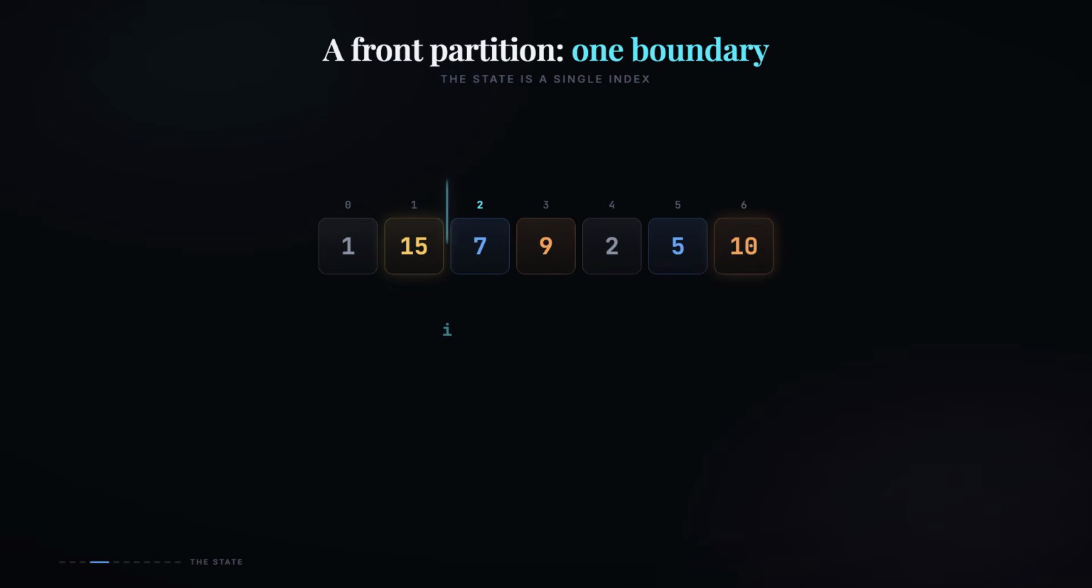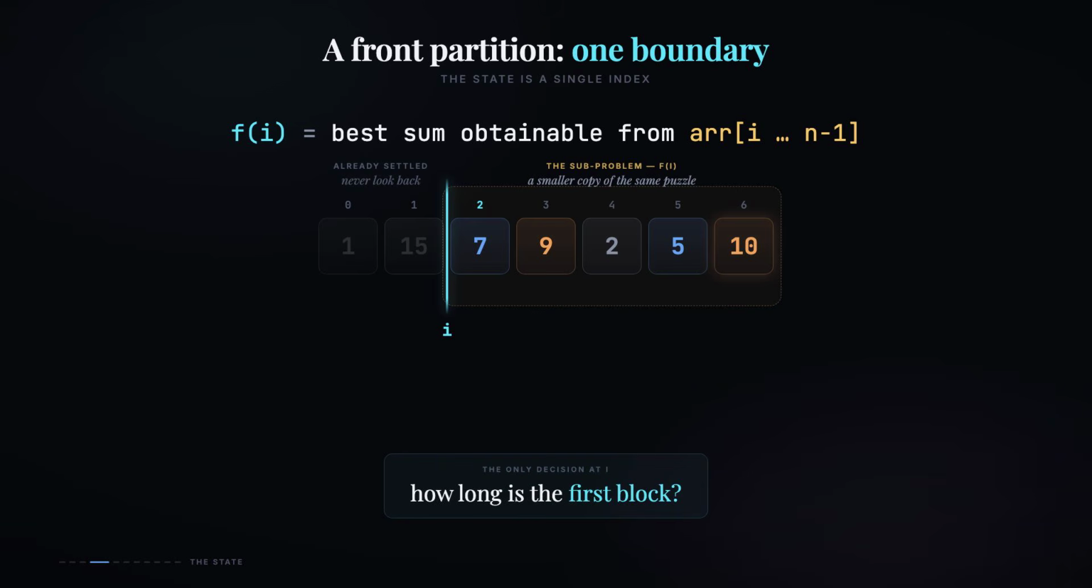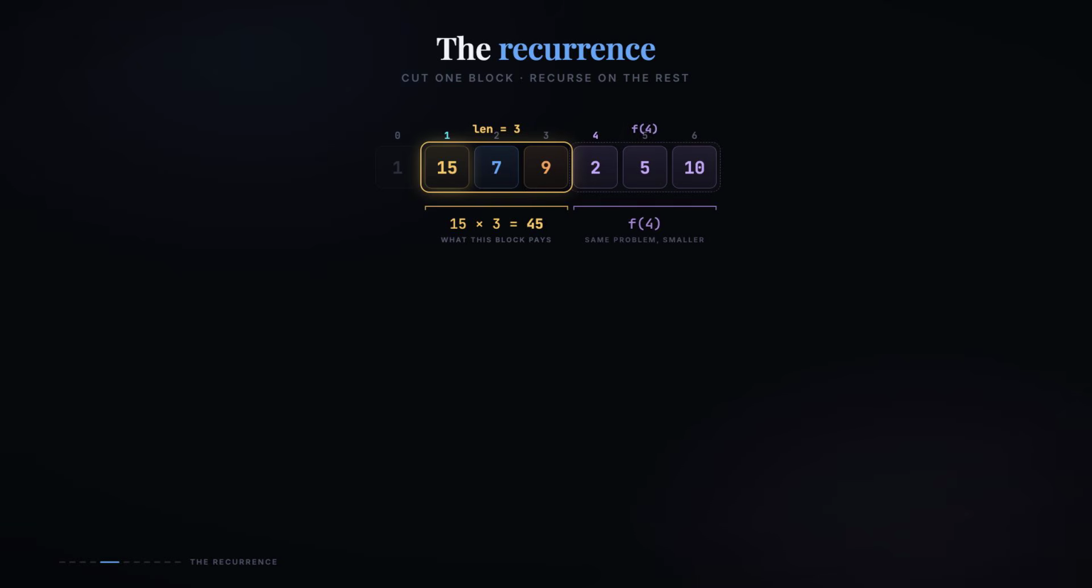This is a front partition. The state is a single boundary. Let f of i be the maximum sum obtainable from the suffix i through n minus 1. Everything before i is already settled, we never look back. All we decide at i is one thing: how long is the first block? The first block starts at i, with some length len between 1 and k, and it must stay in bounds. Its maximum, times len, is what that block pays. And then the rest of the array is a smaller copy of the very same problem.